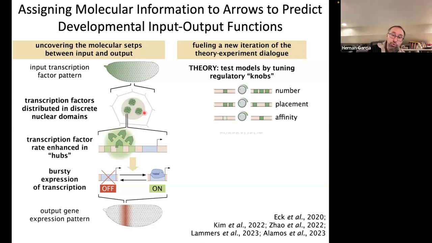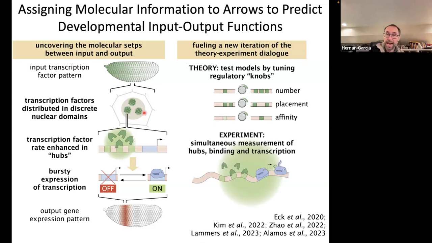Okay. We're also trying to make progress on the experimental side. And note that everything I told you about binding dynamics was somewhere in the genome. I didn't have a way to localize it to a specific locus. So what we're trying to do is develop technology that would allow us to simultaneously measure binding and transcriptional dynamics at an individual locus.